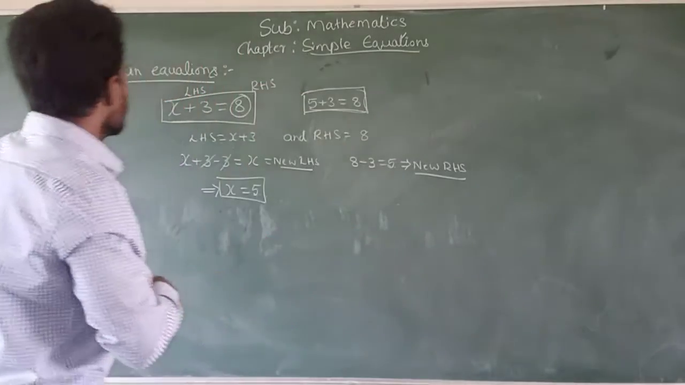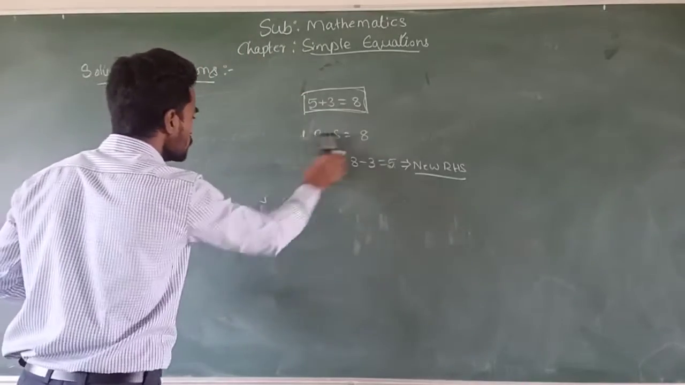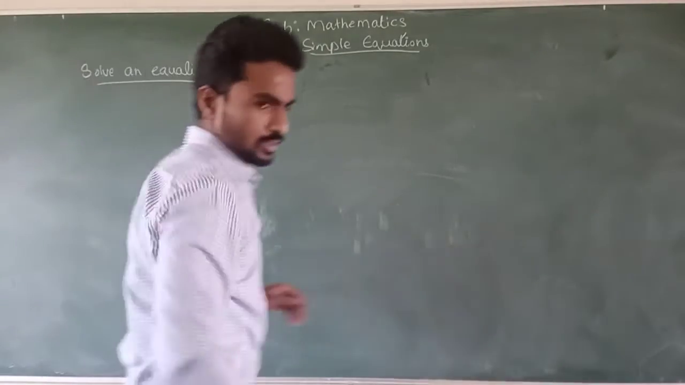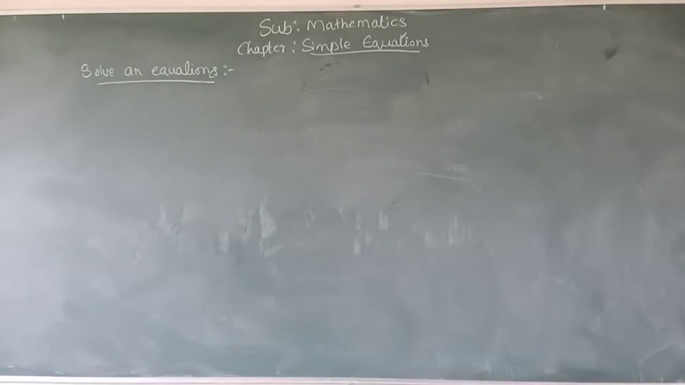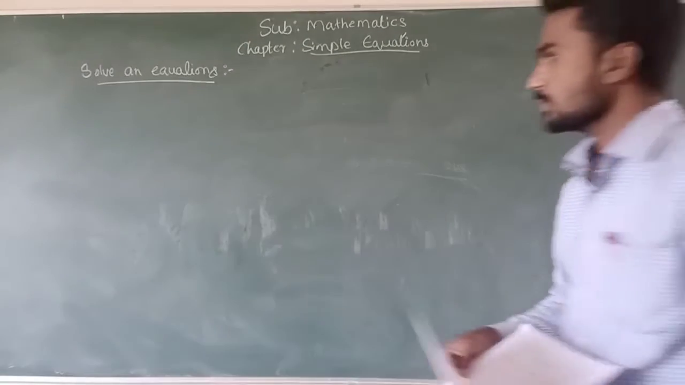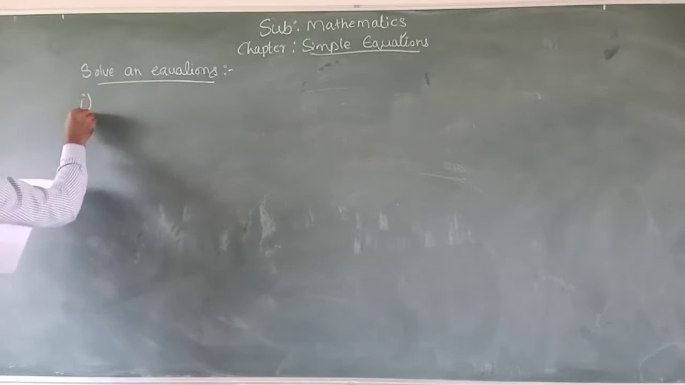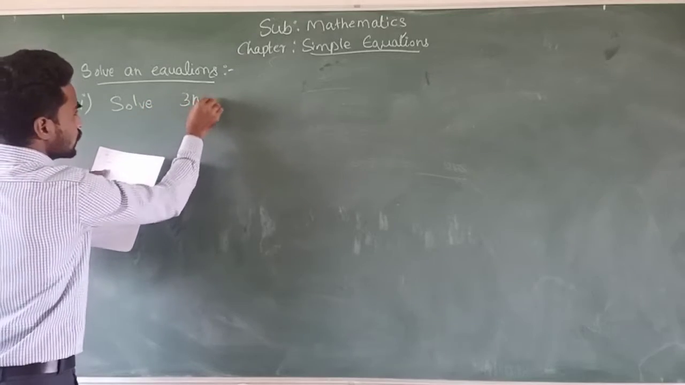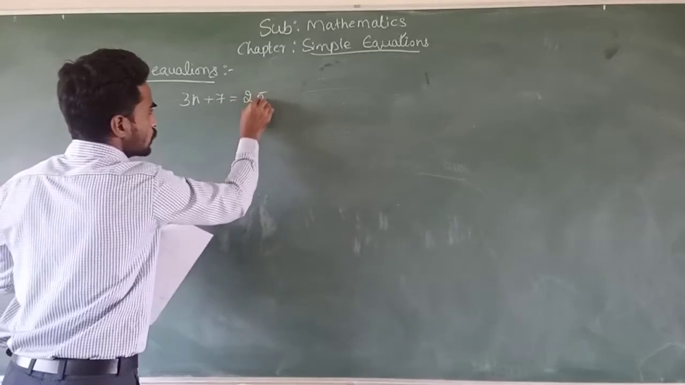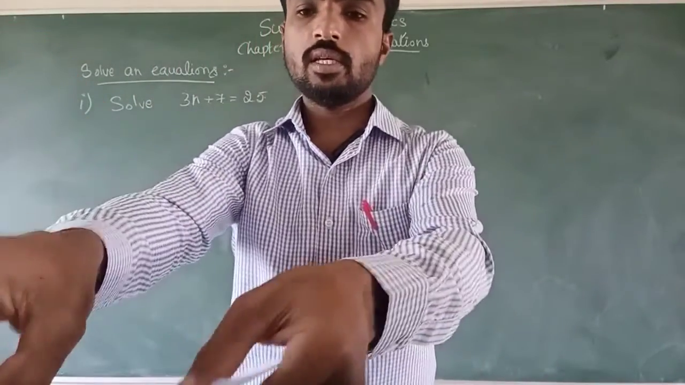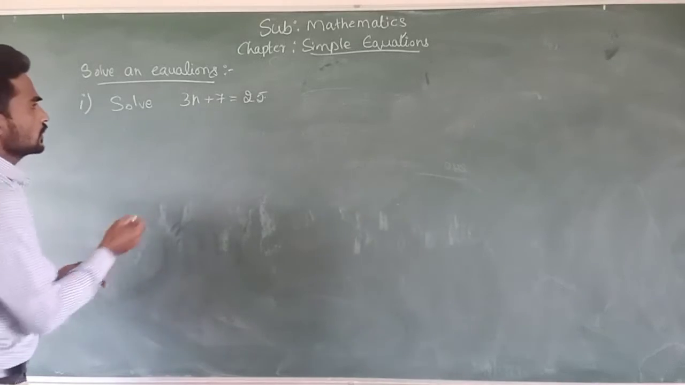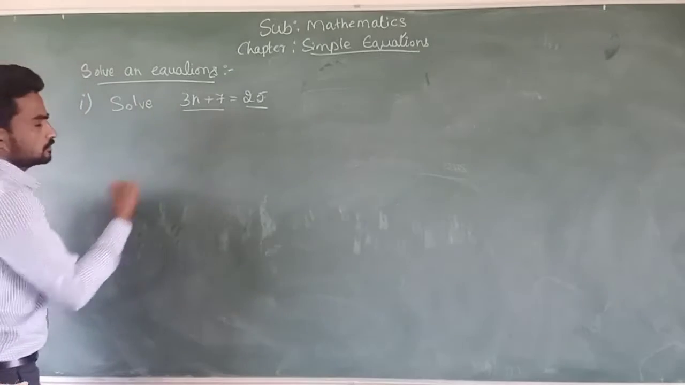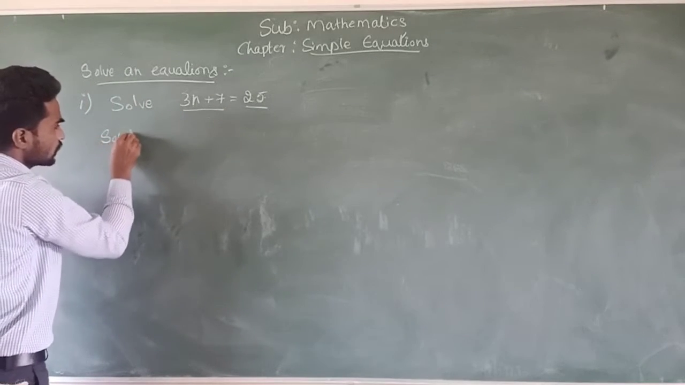Now, we are going to solve some more problems based on this concept. The first one: solve 3n plus 7 is equal to 25. Here it is given that the LHS is 3n plus 7 and the RHS is 25. Now let us solve it.